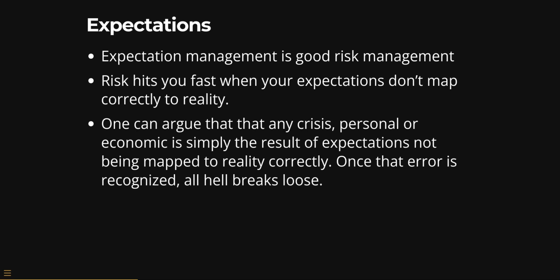One can argue that any crisis, personal or economic, is simply the result of expectations not being mapped to reality correctly. Once that error is recognized, that's when all hell breaks loose. Well, you can make the case for, let's say, 2009. What was the expectation going up into 2009? The expectation was that these mortgage-backed securities are AAA rated, safe as a U.S. government treasury bond. House prices can never go down. These were the expectations, but the reality was quite different: mortgage-backed securities are not as safe as a U.S. Treasury bond, and house prices don't necessarily have to keep going up. Once that error was recognized, that was the 2009 crisis.